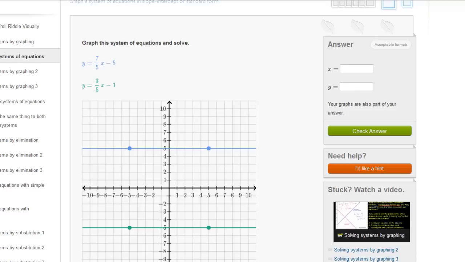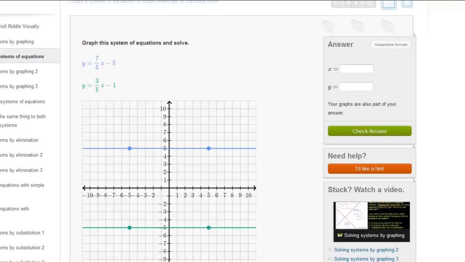This first one in blue, y is equal to 7/5 x minus 5. And then this one in green, y is equal to 3/5 x minus 1. So let's graph each of these, and we'll do it in the corresponding color. So first, let's graph this first equation. So the first thing I see is that its y-intercept is -5. Or another way to think about it, when x is equal to 0, y is going to be -5.